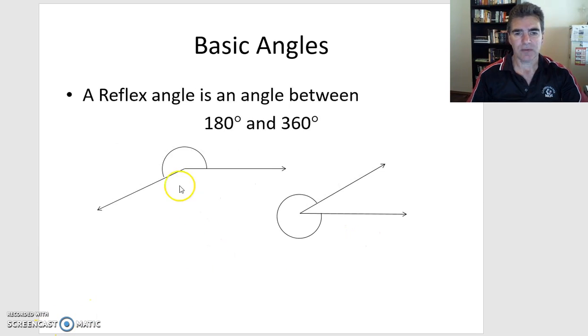Our next type of angles are what we call reflex angles. These are any angles that are between 180 degrees and 360 degrees. So here's an example of an angle that is a reflex angle. I've turned more than 180 degrees. And here's another one. I've turned more than 180 degrees.